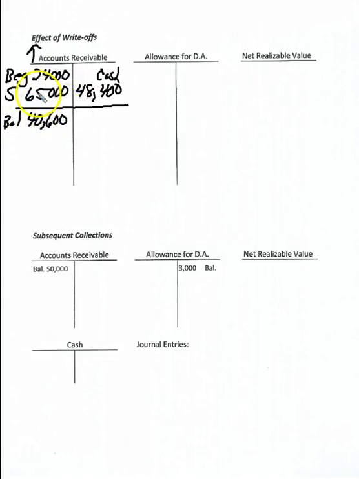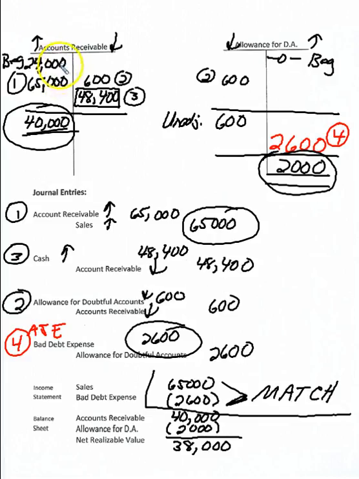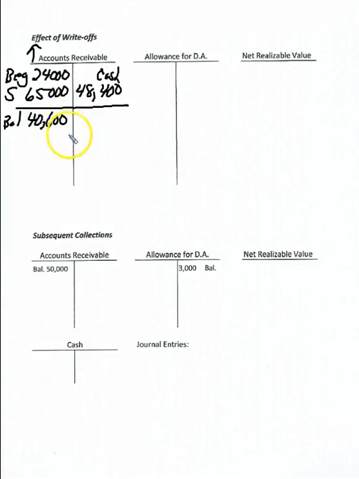So I've just made the same transactions and posted the impact of the beginning balance, credit sales, and cash collections that I had over here. The $24,000, the $65,000, and the $48,400. Now I want to look at when we wrote off the $600, what difference does it make? So let's look at that. And also, by the way, remember there was a zero beginning balance in the allowance for doubtful accounts.